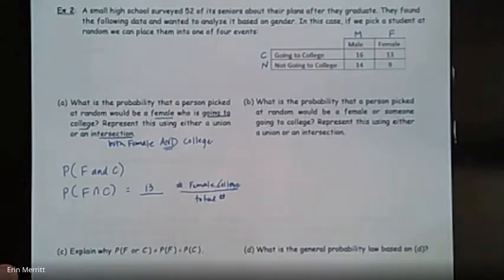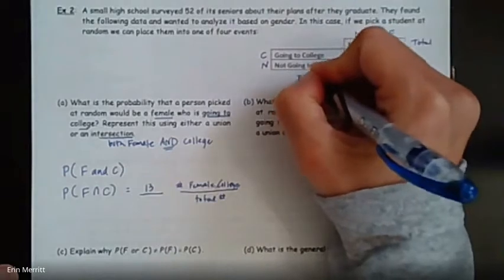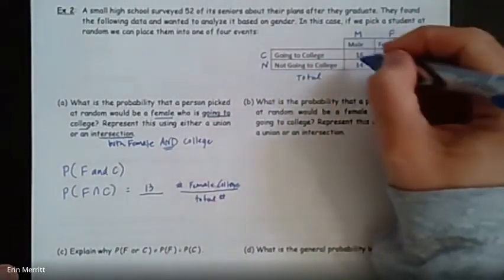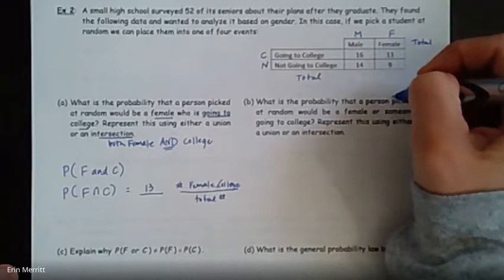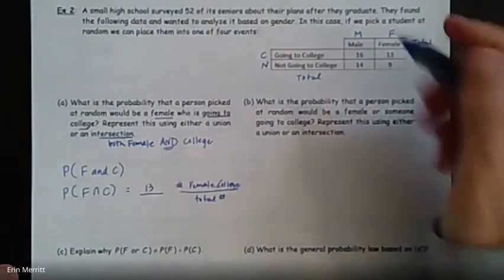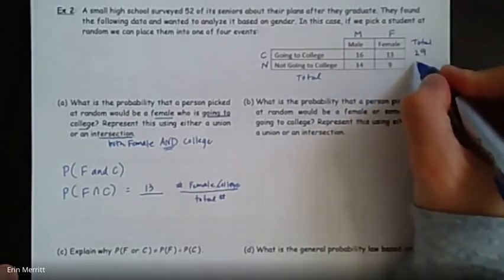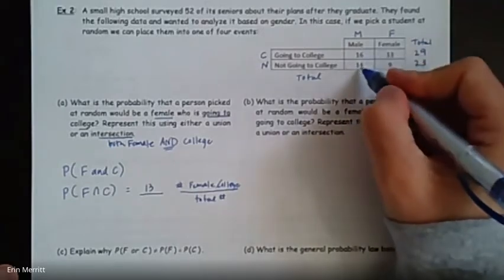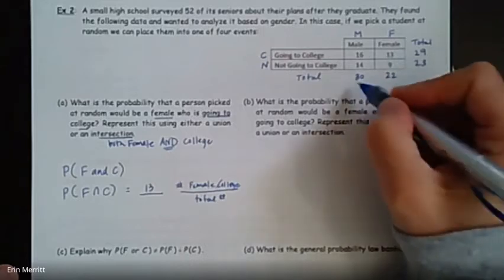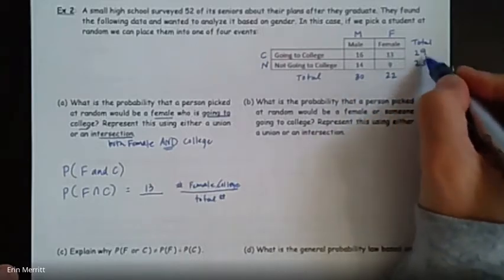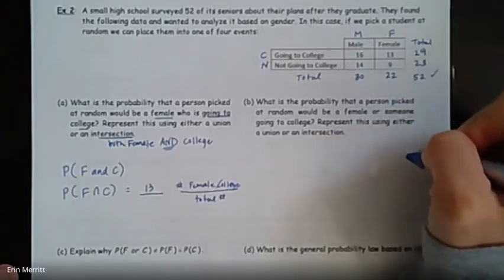All right, well, if you don't have totals over here, let's make totals. So let's make a total column here, and let's make a total column here. So you're going to add across the row to create the totals here, add down the columns to get the totals here. So here we have 16 and 13, that's going to give us 29. 14 and 9, that's going to give us 23. If I add down, 16 and 14 gives me 30. 13 plus 9 should be 22. Adding across here gives me 52. Adding down here, that also gives me 52, which is a good check. Otherwise, it means we messed something up.